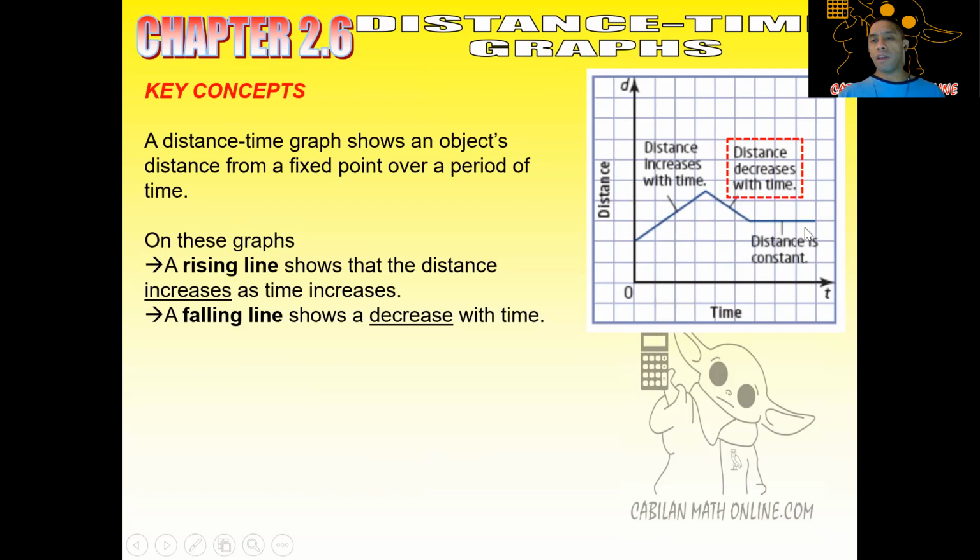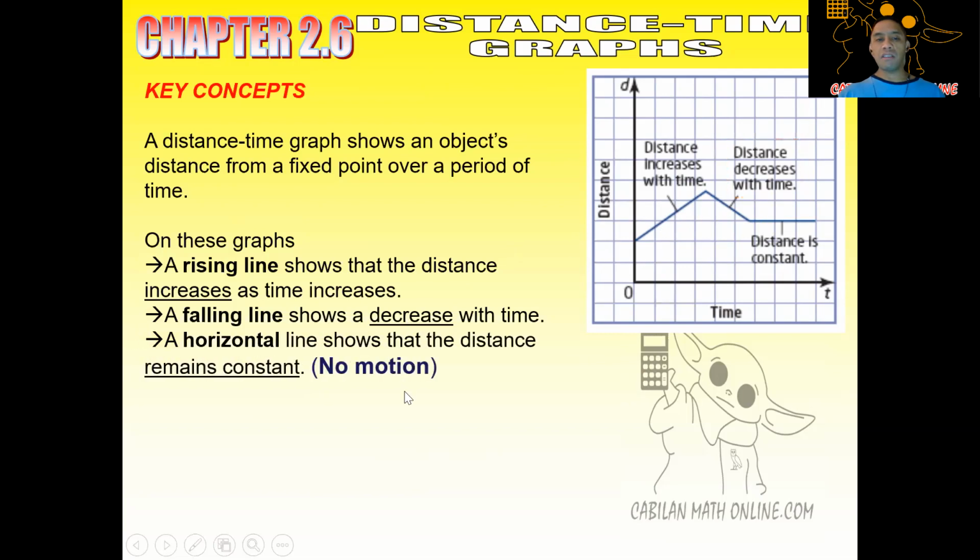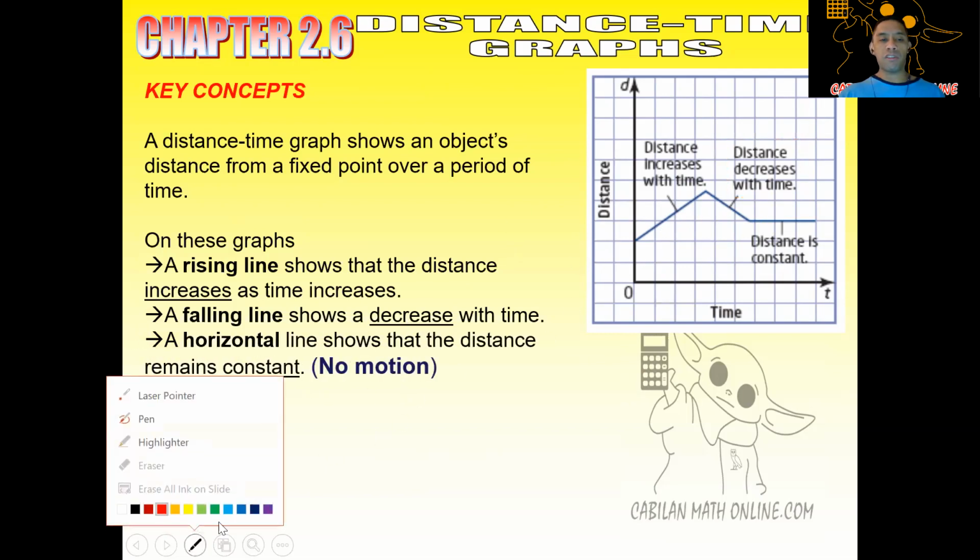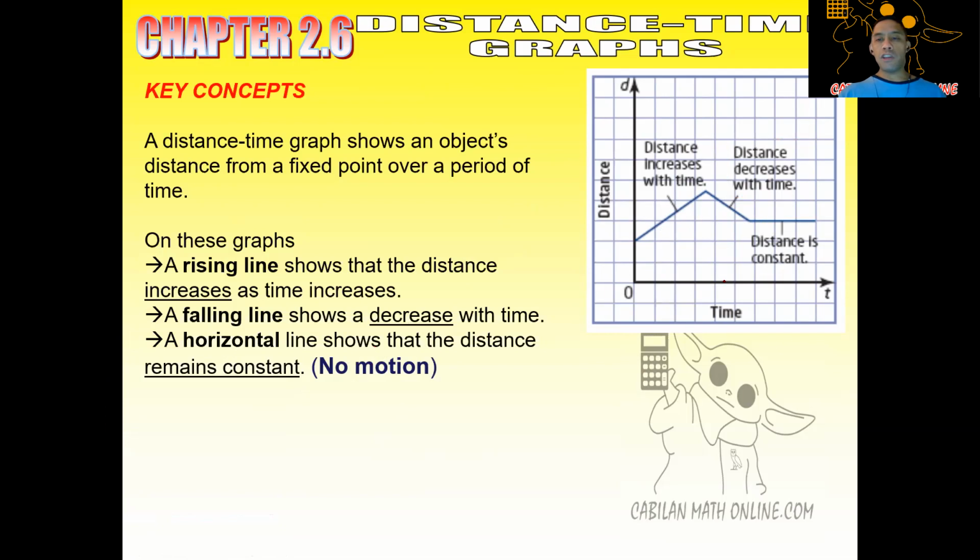Now, this line over here, where it says the distance is constant, is the important part that I want you to see. The key thing you need to know about any line that's going straight across is that it represents no motion. No motion is exactly that: the object or person is not moving. Another way to see it is that the object or person is stopping. Notice that this line going across keeps on going, because that tells us that this object or person is staying still, but time is still going.